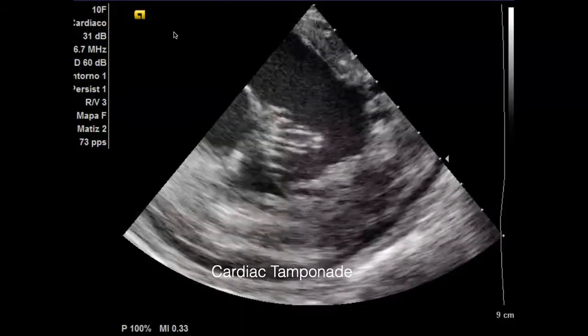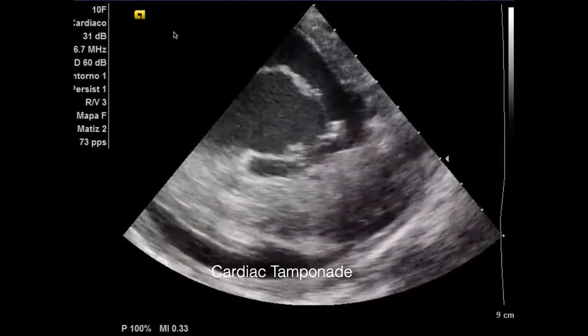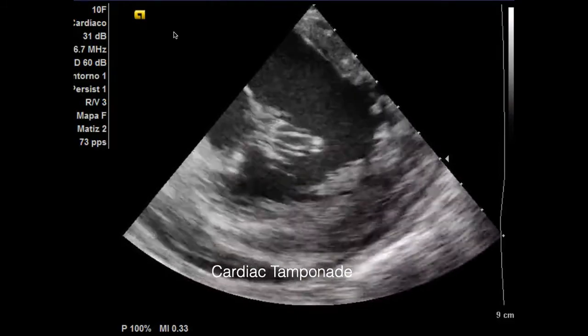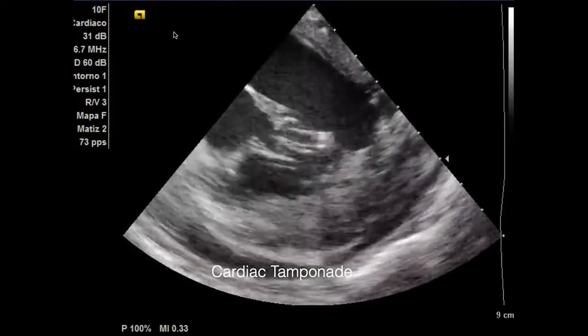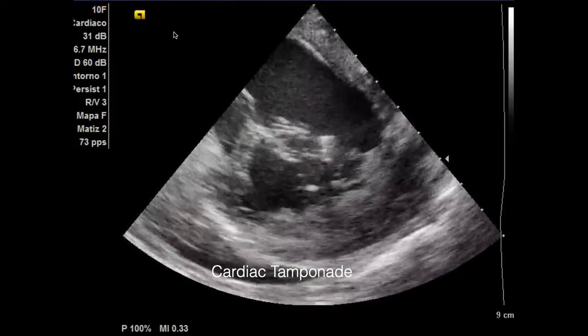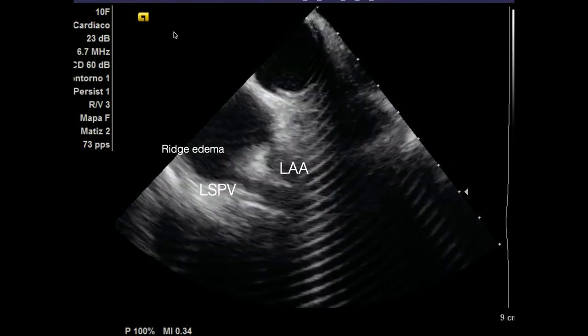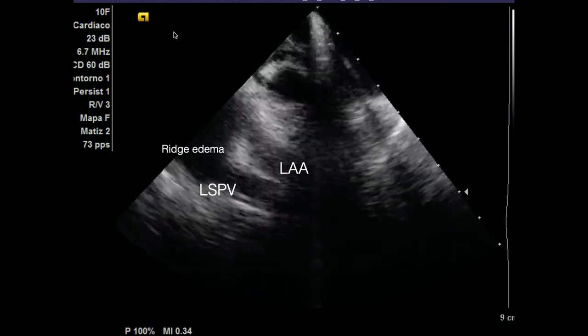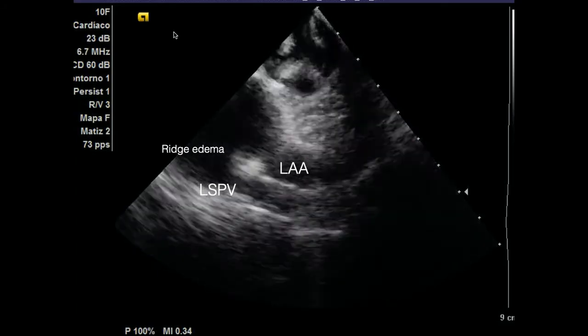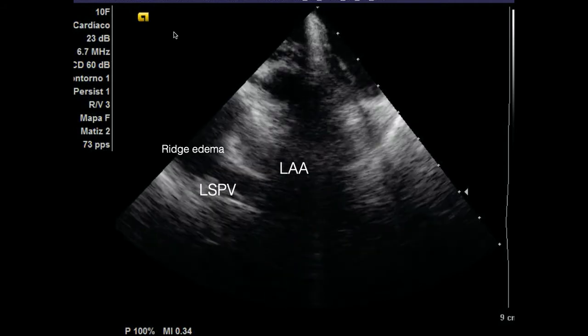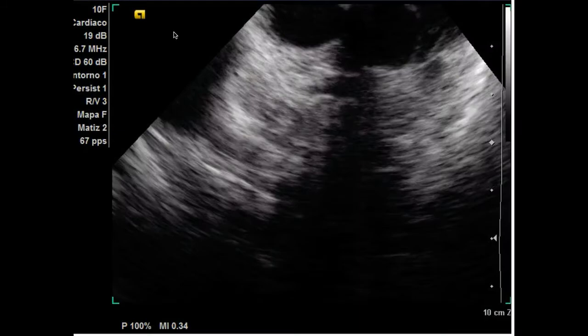This is the projection of the left ventricle, and in this example, there is cardiac tamponade. Sometimes there could be mild pericardial effusion because of the edema from the ablation, but it is different from cardiac tamponade, like this example. We always have this image after the procedure: edema in the ridge of the appendage, the structure that divides the left atrium from the left superior pulmonary vein.